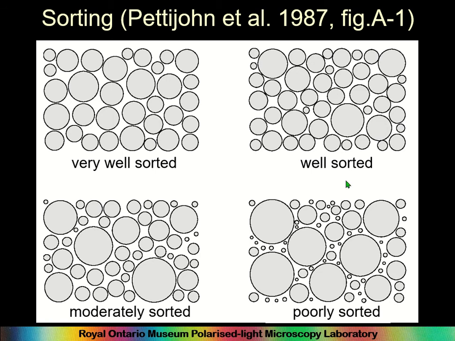So very well sorted, moderately sorted, poorly sorted. And although this is a very useful comparison chart, what is more useful, because this is what we call a grain supported matrix. So the grains basically are sitting on top of each other, which is not what we get in pottery, which is more matrix supported.